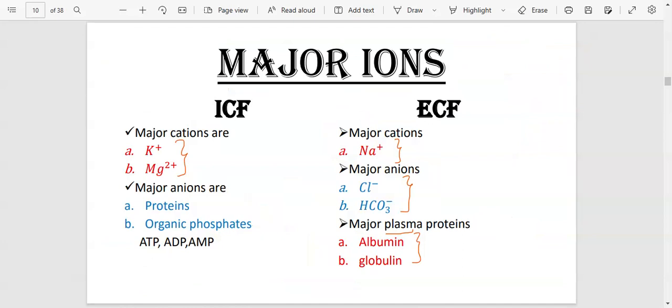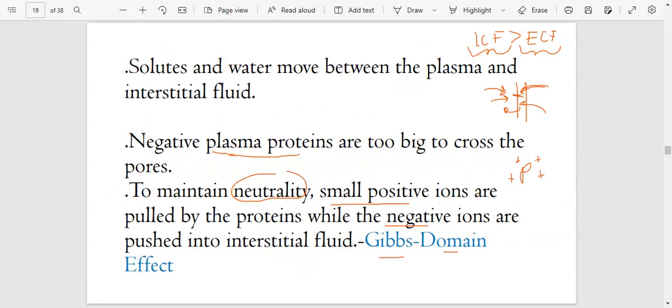So from what we're able to see here, we can see the bicarbonate ions are there more on the what? On the ECF. So that is why I said this slide also has to be known, the major anions and cations. So bicarbonate is more in the ECF.